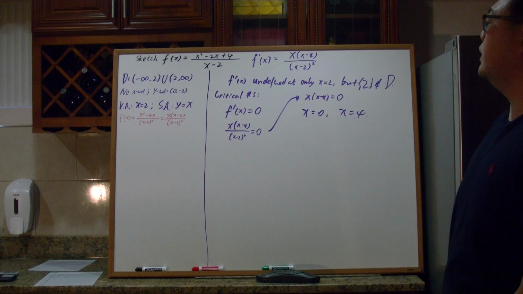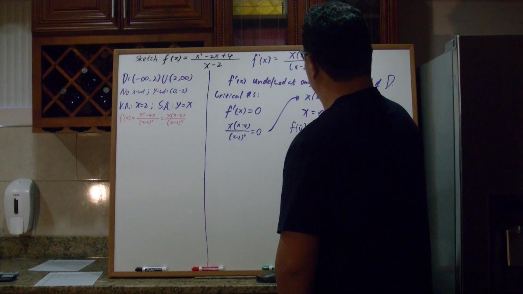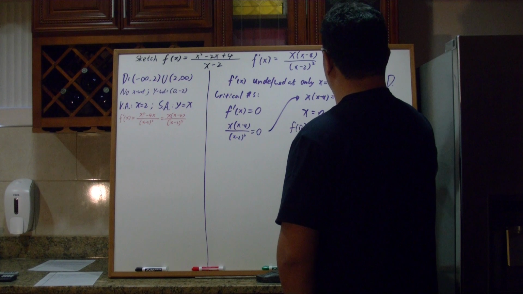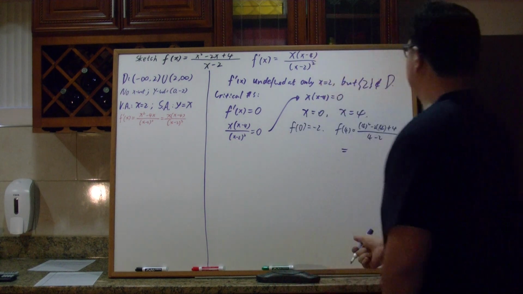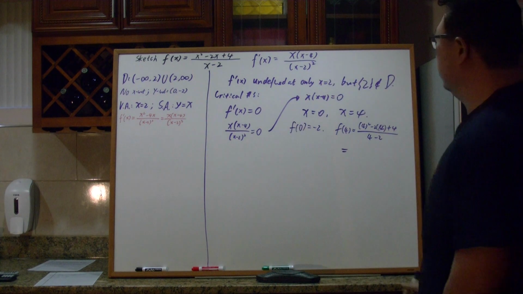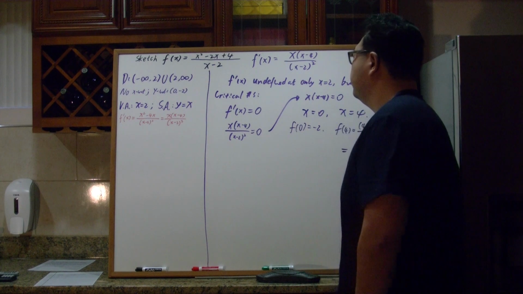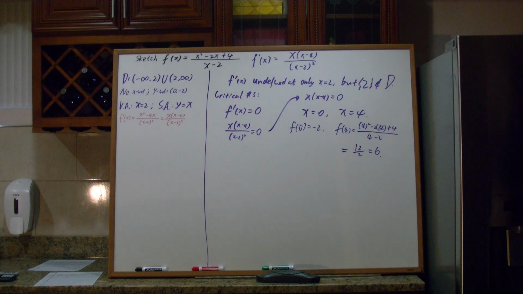Well, we have f of 0 is negative 2 evaluated already. F of 4, that is 4 squared minus 2 times 4 over 4 minus 2. That is 16 plus 4, 20 minus 8 is 12 over 2, which is 6. Right, so we have 0, negative 2 and 4, 6.